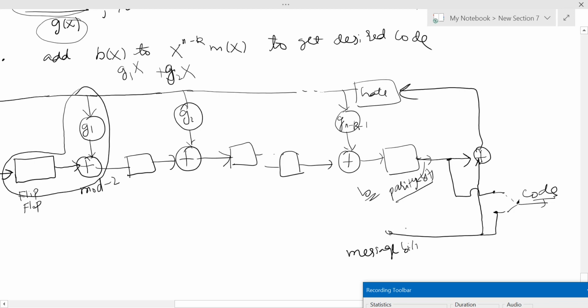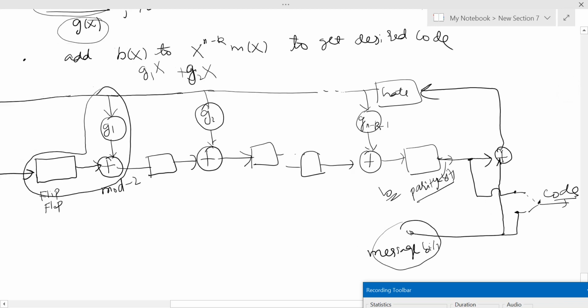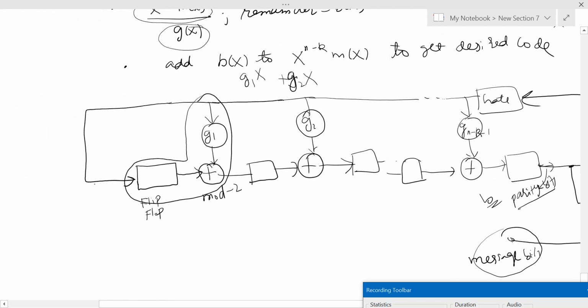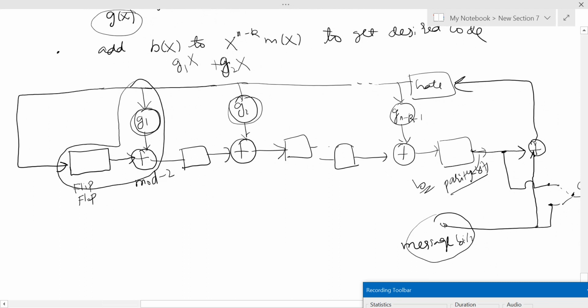So you know what is done. You feed in the message bits. The first bit comes here, the gate passes them. The message bits are put in this flip-flop, and depending upon whether G1, G2 is 1 or 0, they will be added up here. After each clock tick, these message bits will get shifted and a new message bit will enter. The overall operation mimics division: x to the power n minus k times m of x divided by g of x. Okay, and you get the remainder here, which you then concatenate with the message bits, and you get the code word.